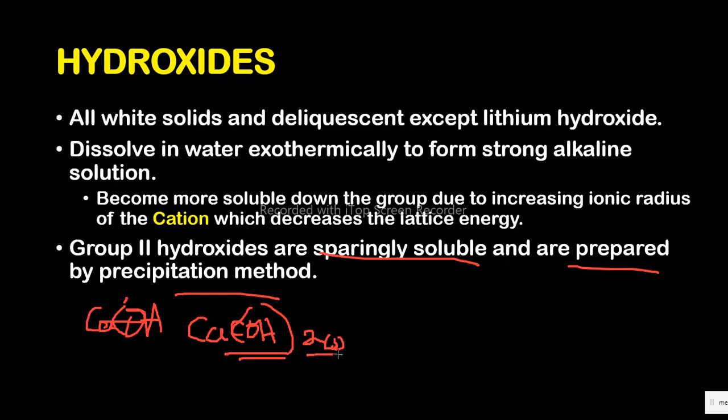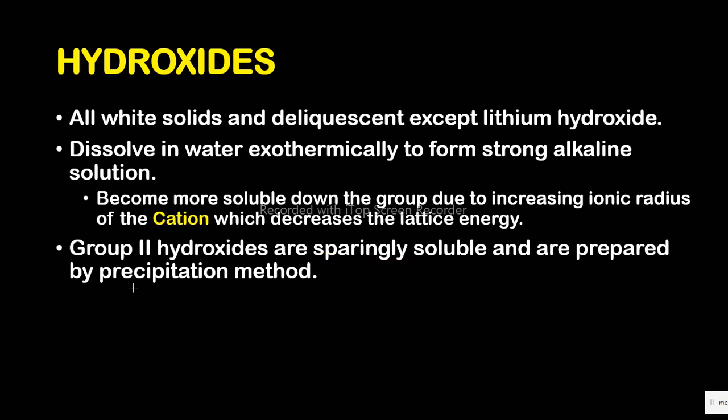So what am I going to do? I'll get my two solutions. One solution will have the calcium ions and another solution will provide the hydroxide ions, so that when the two come together, they will form that insoluble salt. That's what we call precipitation. For instance, I can decide to use calcium nitrate or calcium chloride. Those are soluble. Maybe let me use calcium chloride.